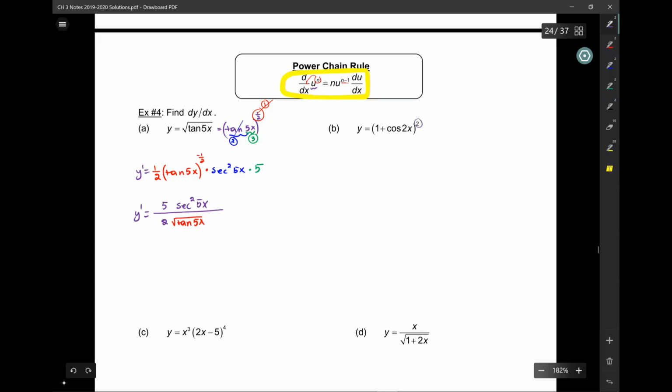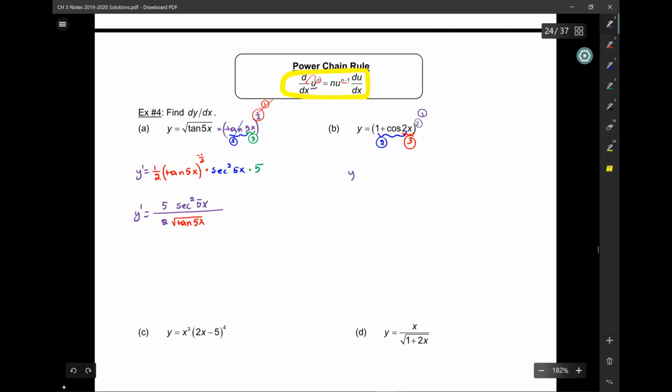Okay, so let's do this one. Okay, here, 2 is the outer function, right? So we'll call that the first function, the square. Inside, I have this. And third, inside of that is 2x.